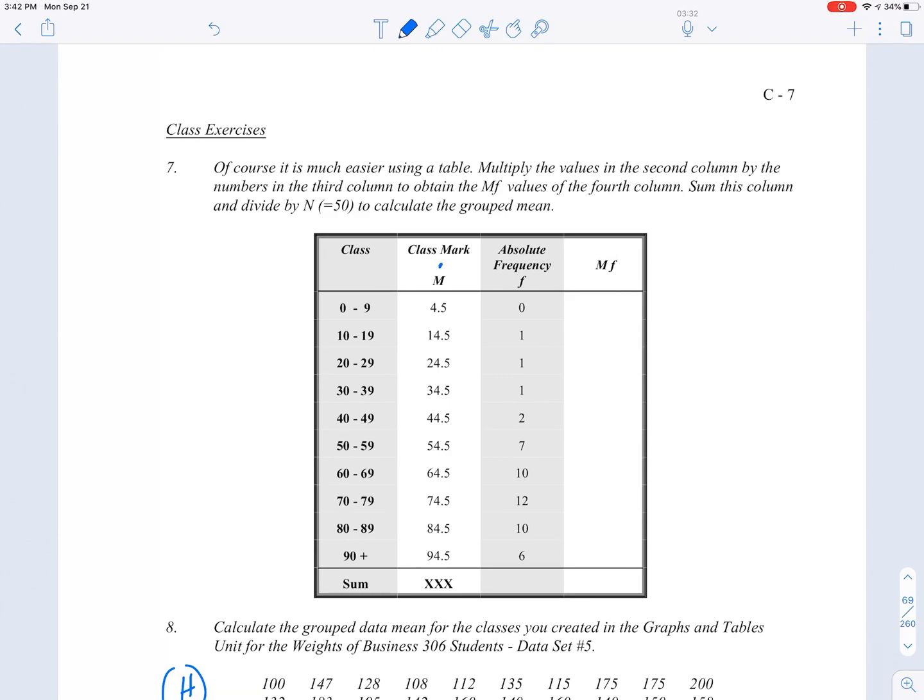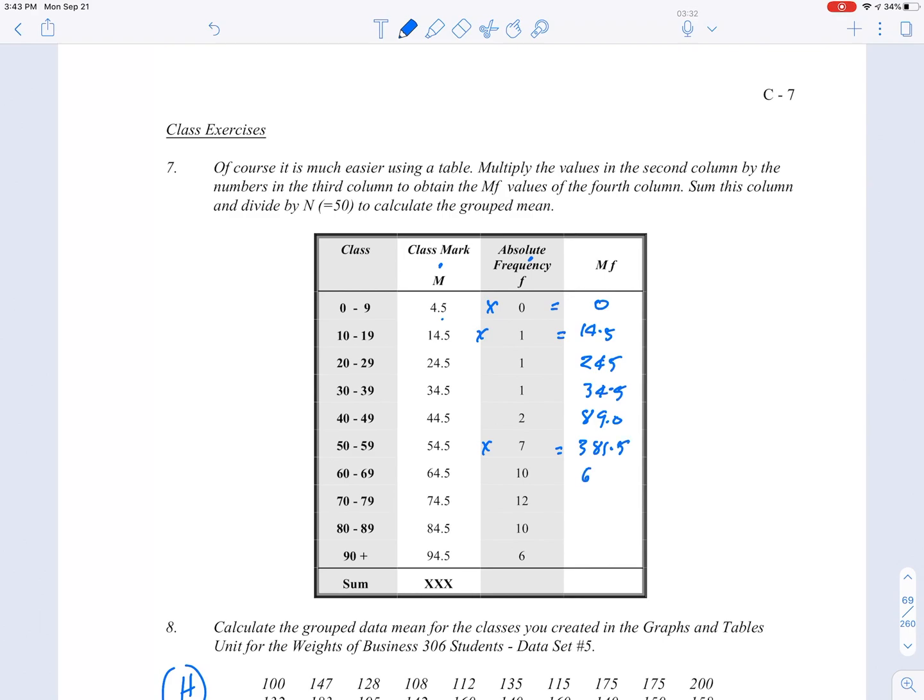So you've got an M, you've got an F. All we have to do is multiply each one. So 4.5 times 0 is 0. 14.5 times 1 is 14.5. And so on like that. 24.5, 34.5. And then, let's see, what do we got after that? 54.5 times 7 is equal to 381.5.